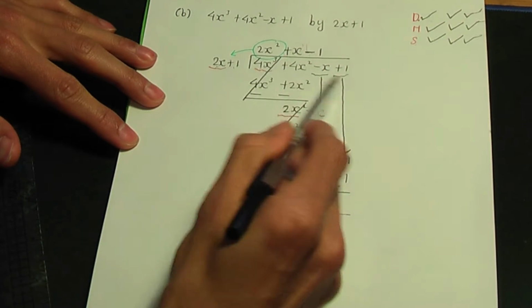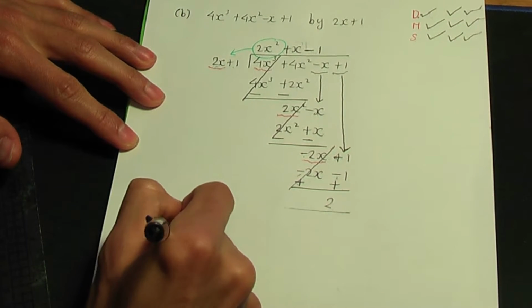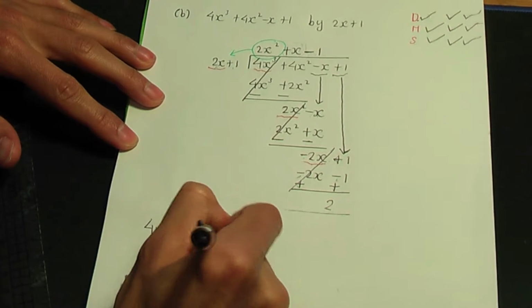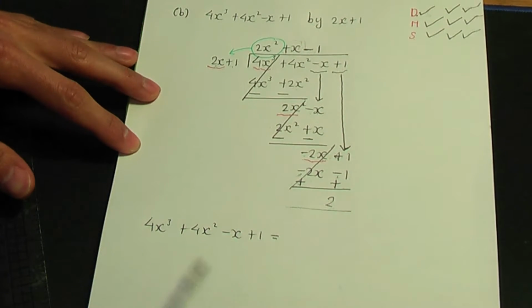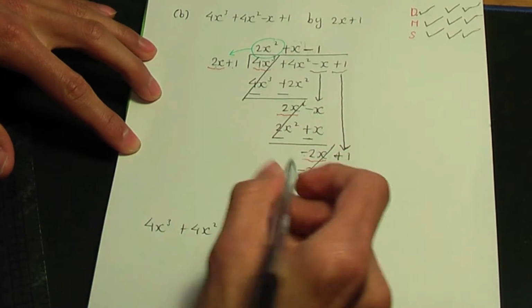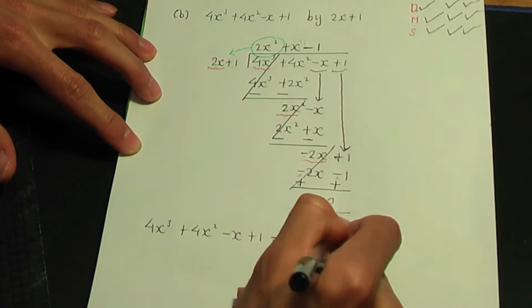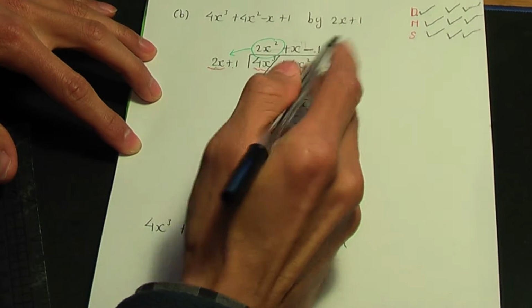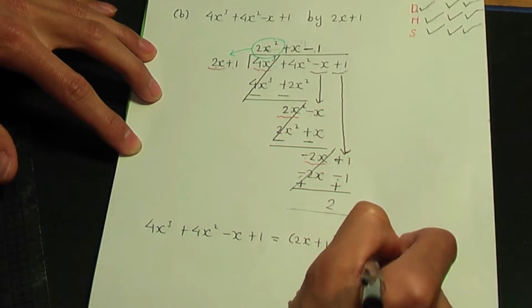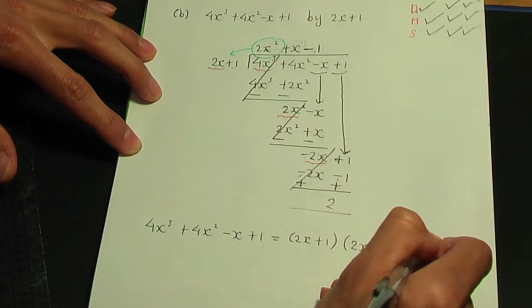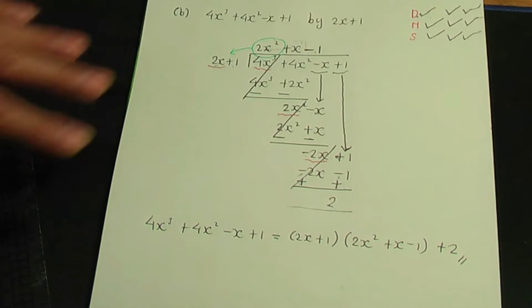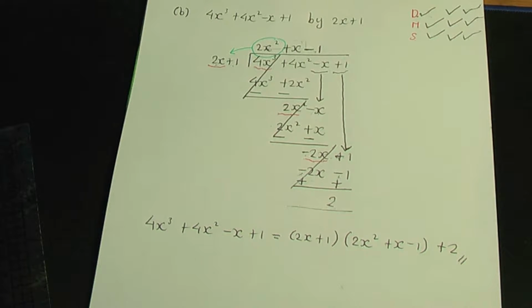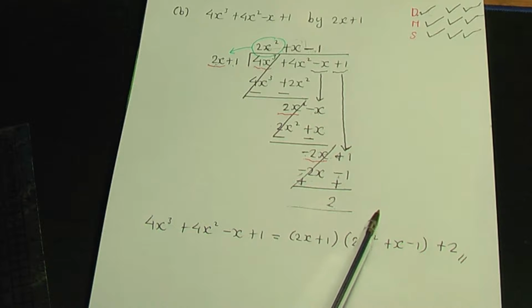So remember the dividend. The dividend is 4x cubed plus 4x squared minus x plus 1. That is the same as the divisor, which is 2x plus 1, multiplied by the quotient, or the quadratic in this case also, 2x squared plus x minus 1, plus the remainder, which is 2 for part B. Okay? So this should be the solution using algebraic division for part B.